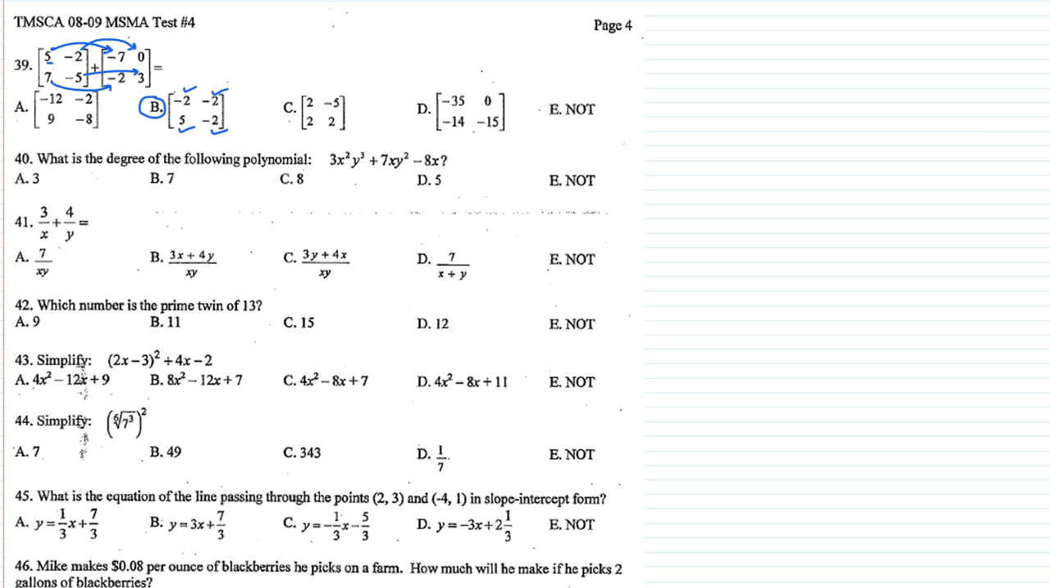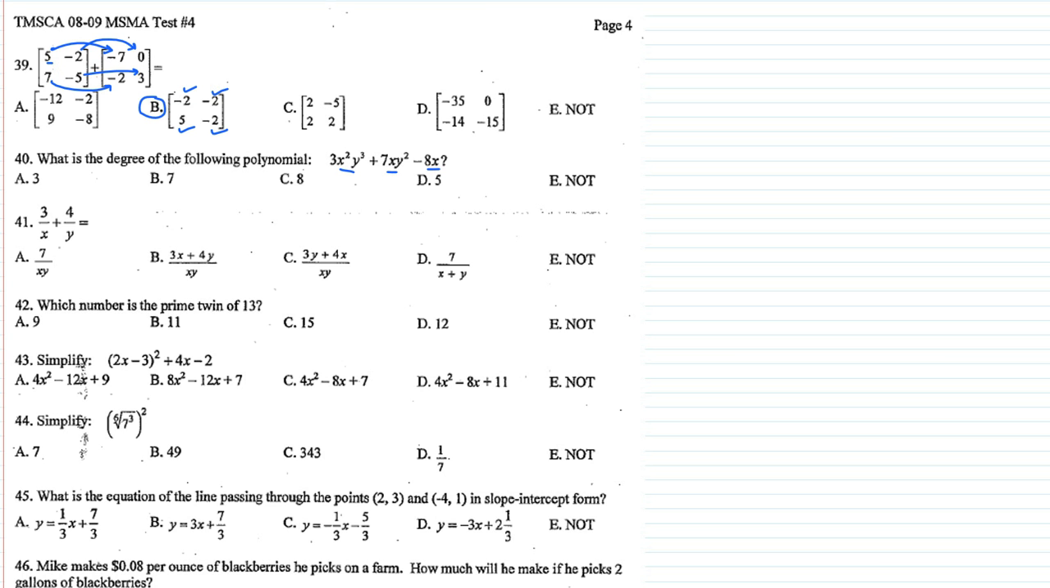Question number 40. What is the degree of the following polynomial? The degree of a polynomial is the highest degree of its terms. In this case, we have three monomials over here. We have x squared y cubed, xy squared, and then we have minus 8x.